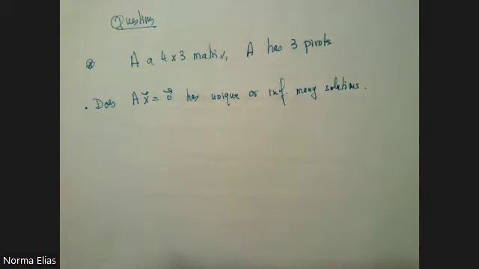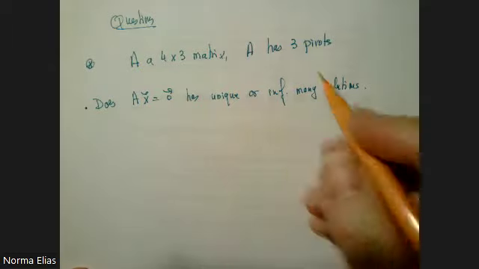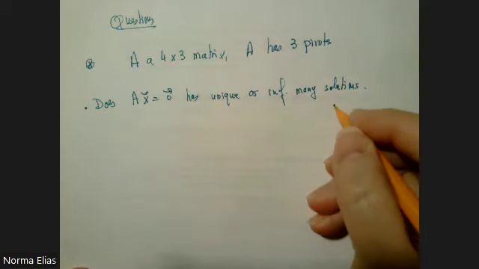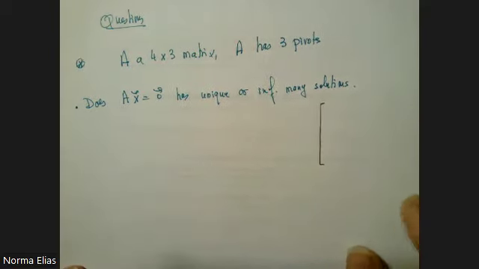Question number 1. So the homogeneous system, does it have a unique or infinitely many solutions? What can you say? Unique. Pedro says unique because A is 4x3. So let us start thinking in our mind. Draw the picture. Draw always the picture.